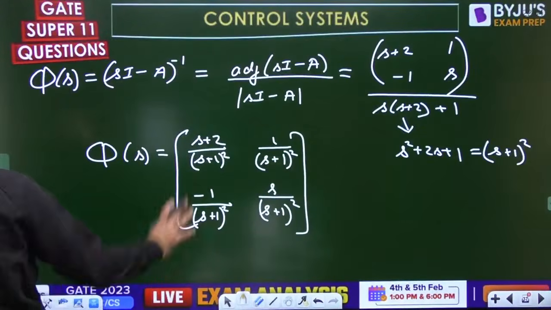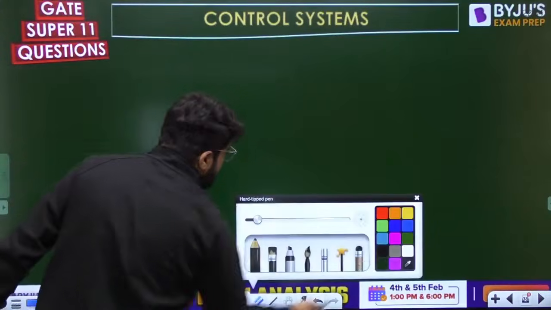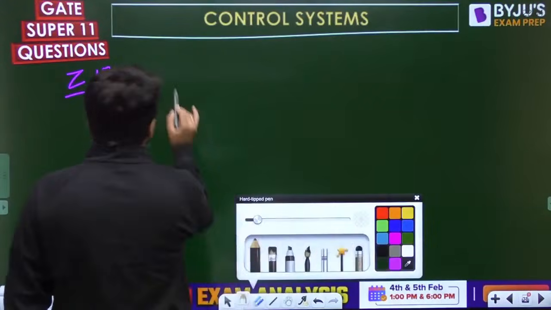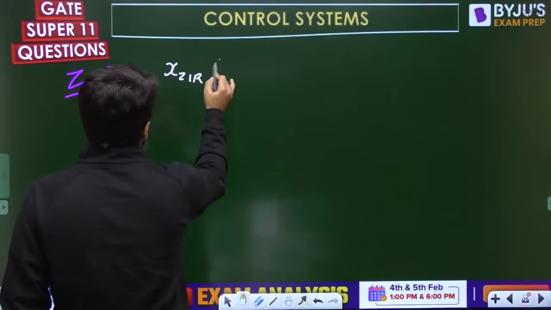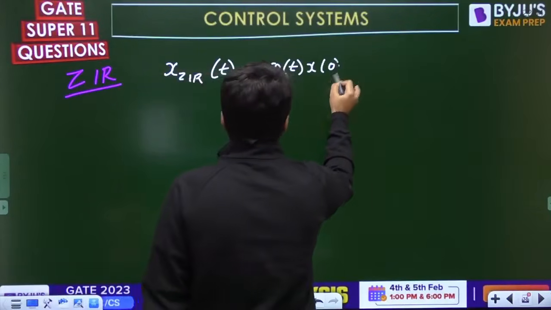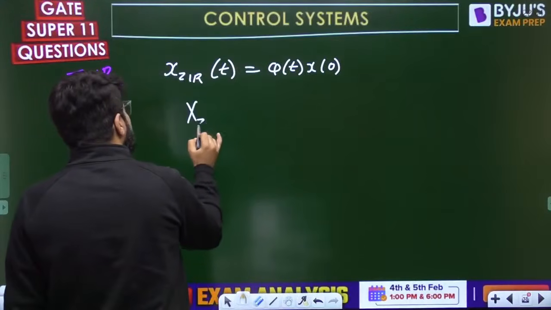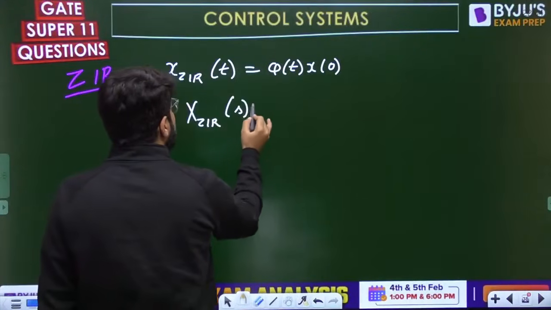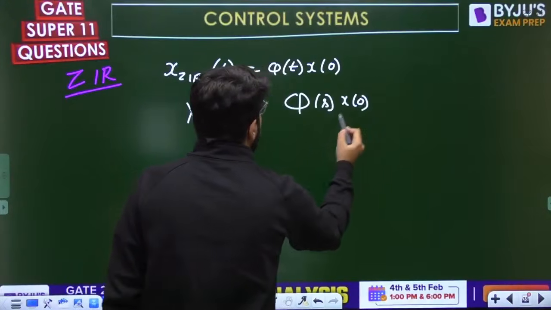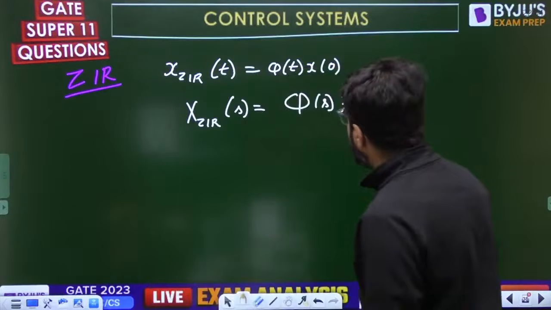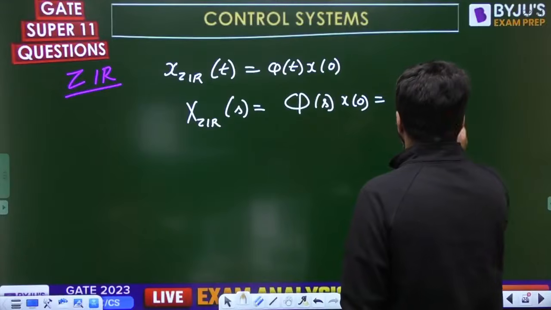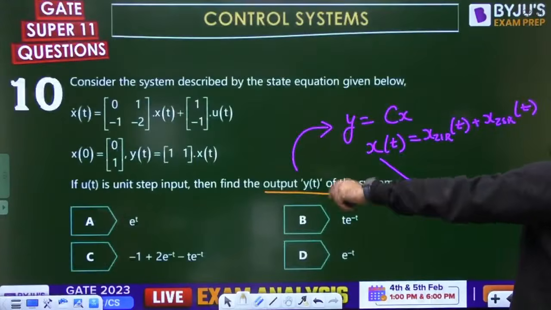Let's try that. First of all, I will give you the formula for the zero input response state vector solution. X ZIR of t is given by phi t into x0, the initial state vector. If we solve in Laplace, X ZIR of s will be phi of s into x0. Phi of s is already calculated, and x0 is a constant, the initial state, which is given to be 0, 1.